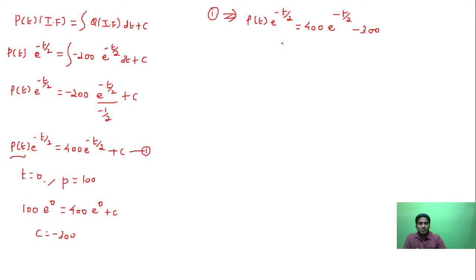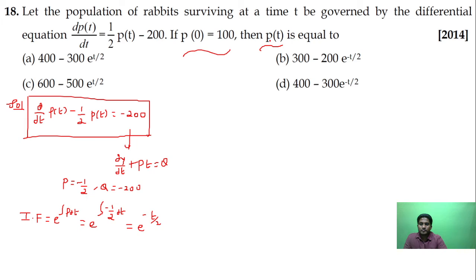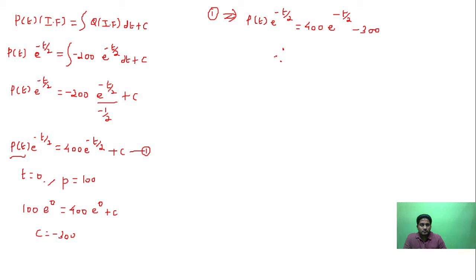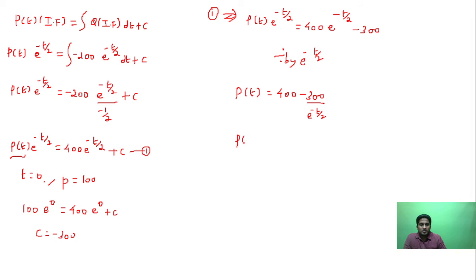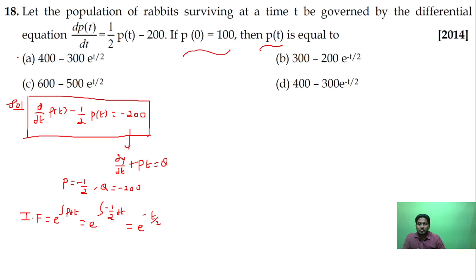Okay, so if I divide by e to the power of minus t by 2, I get p of t is equal to 400 minus 300 divided by e power minus t by 2. Now you get p of t is equal to 400 minus 300 e to the power of plus t by 2. That's the answer, guys. Answer will be equal to option A.